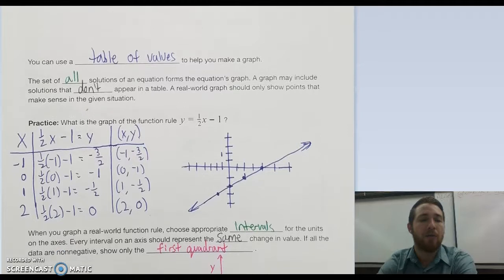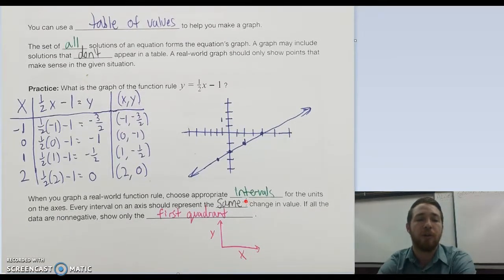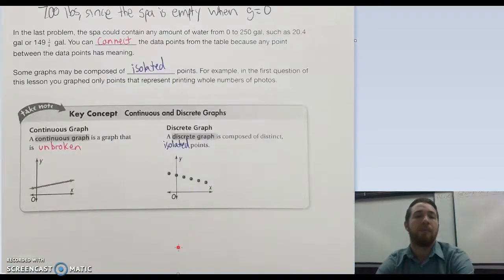When I graph a real-world function rule, we're going to choose appropriate intervals for those units. On the axes, every interval on an axis should represent the same change in value, so you don't want to go up by one amount and then change how much you're going by on the same graph. If all the data are non-negative, we want to show only the first quadrant. And again, that first quadrant looks like the upper right corner of that graph. That's where everything is positive. Again, in a lot of real-world situations, you don't have negatives, so we can just only look at that upper right portion. That's what we call the first quadrant.